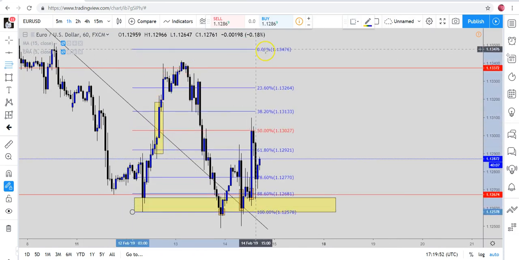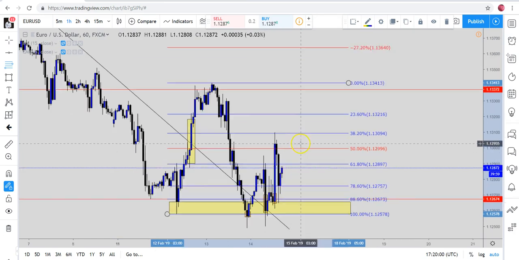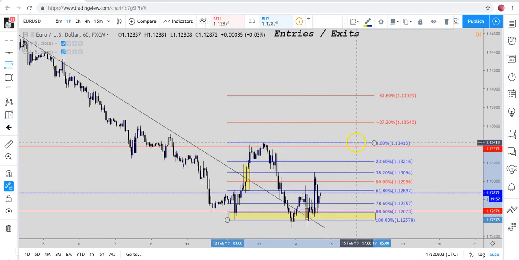Here's the first push. Here's the highest point right here, going all the way into the 100% retracement level. So our first TP would be 0%, then negative 27% beyond that for our exits for these type of trades.